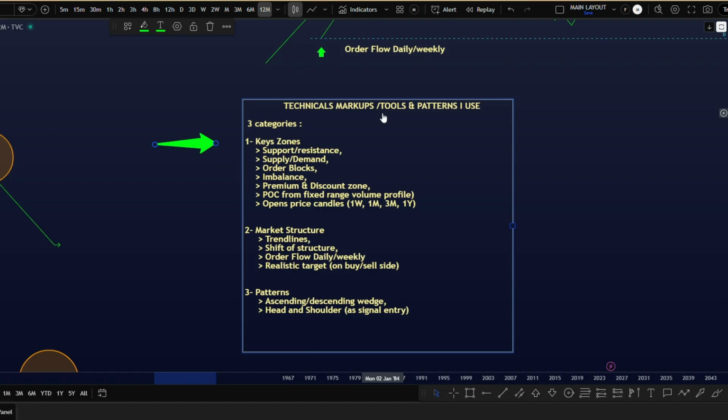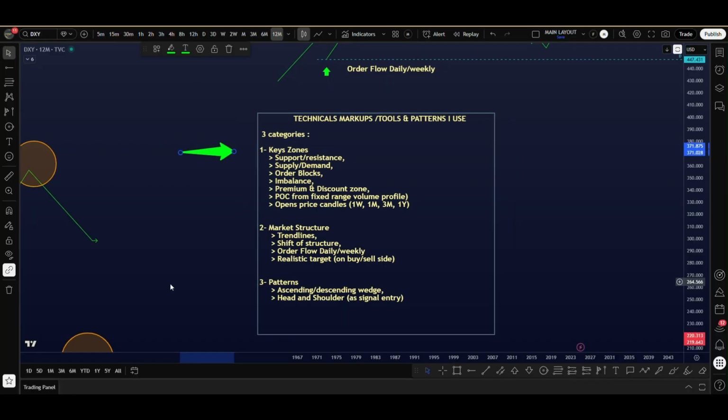Maybe in the next video we are going to talk about fundamental analysis, the way I use fundamental analysis to combine with my technical analysis and get into some trades. Okay, that's it, the end of the video. These are pretty much all the tools I often use to mark up and analyze my chart on a daily basis.